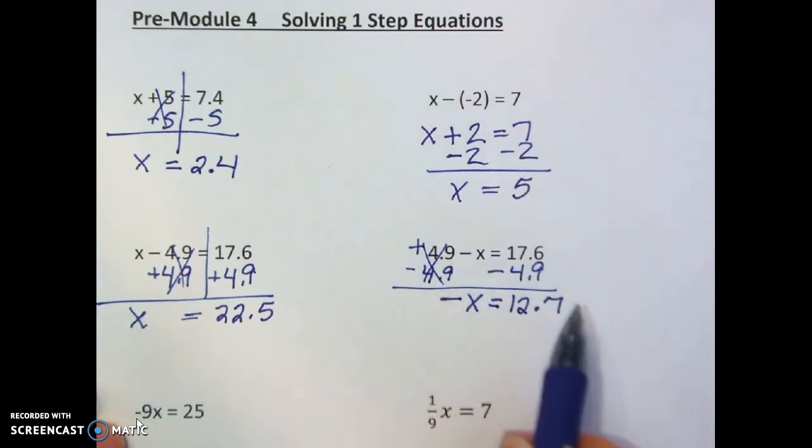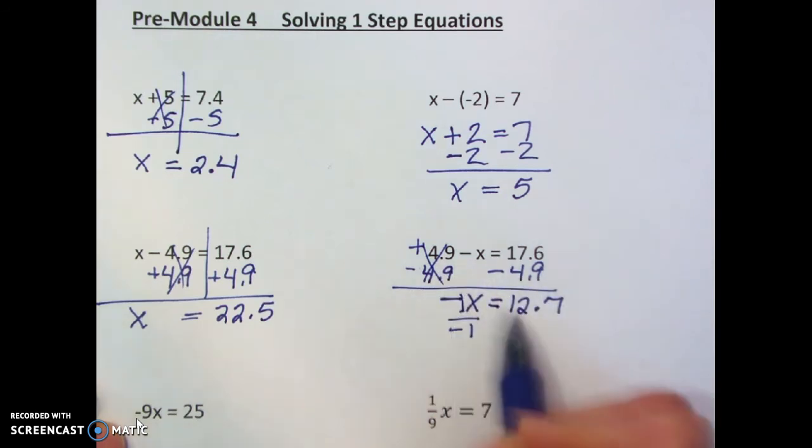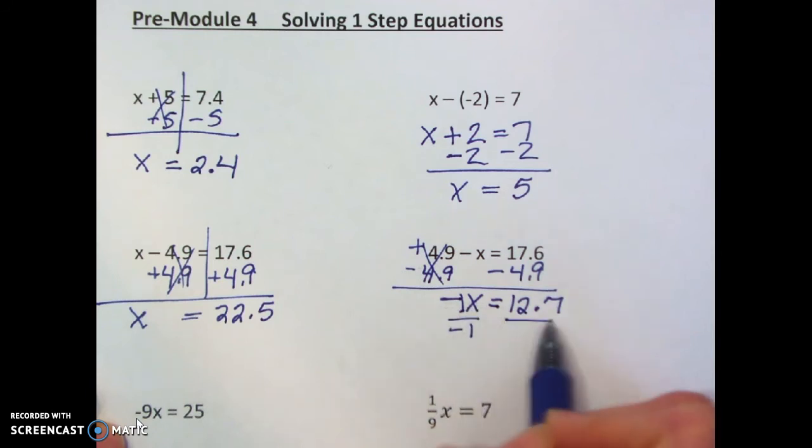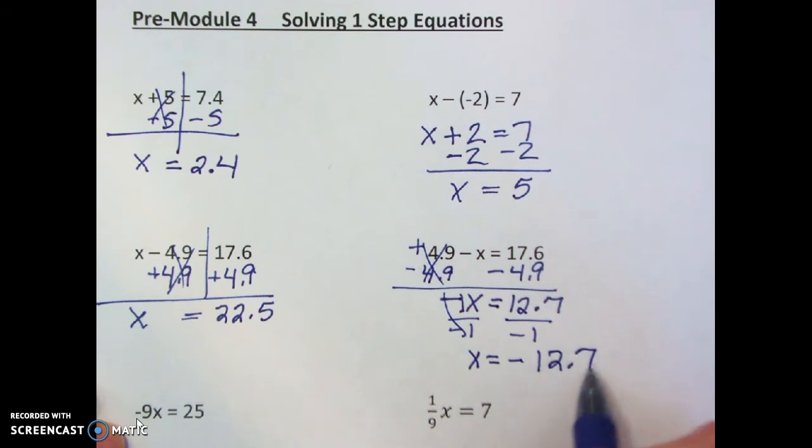How do you get positive x? There's a couple ways you can do it. I like to just divide by negative 1. That's really what's there. So this is multiplied. We divide by negative 1 to get rid of it. And that'll give me negative 12.7.